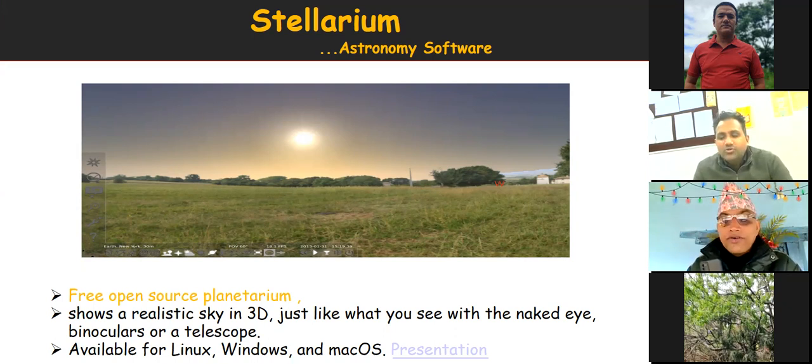It is a free and open source software which gives you a realistic sky in 3D, just like what you see with your naked eye, binocular or telescope. And it is available free on Linux, Windows, and Mac OS. It is found in two forms. You can use the desktop version, or you can download it.